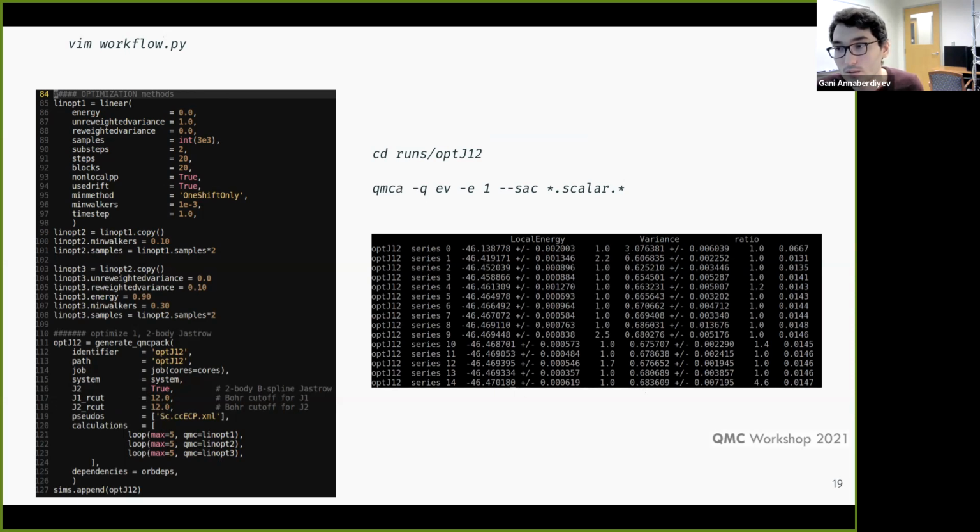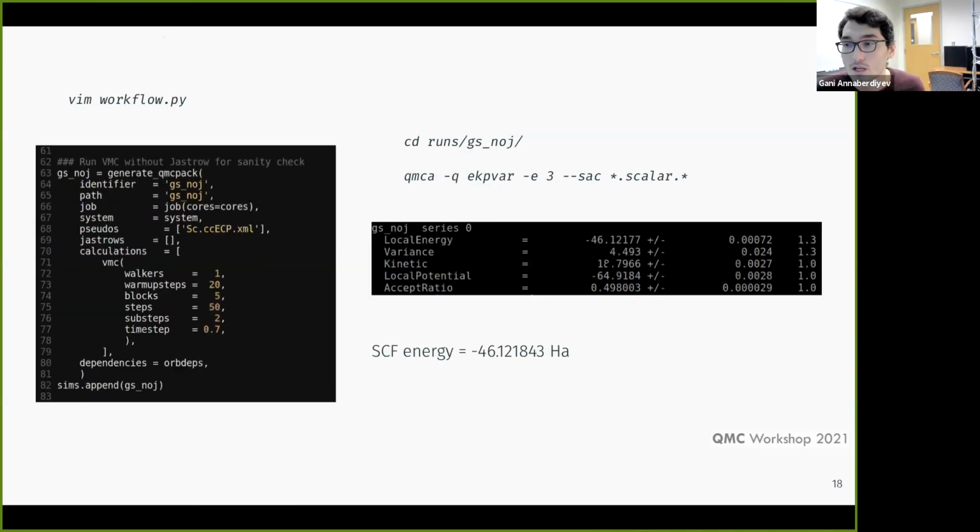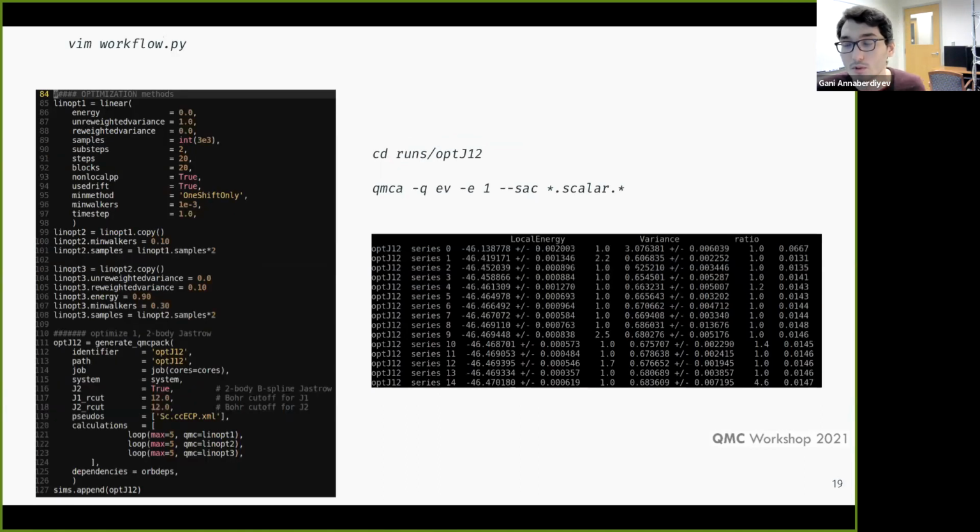Note that here the variance, when it starts, is roughly 3. But if you go back, the no Jastro is roughly 4.5. So even just plain Jastro introduction with zeroed out terms decreases it, due to the inclusion of electron-electron cusps.